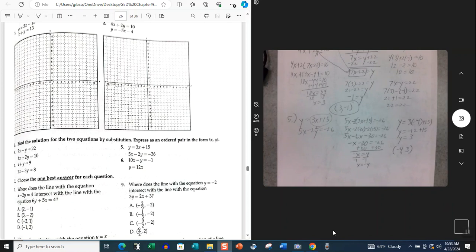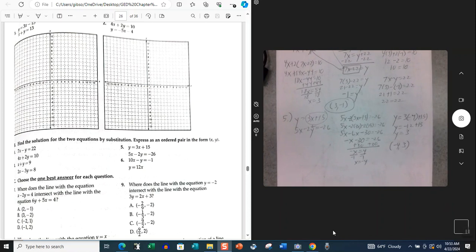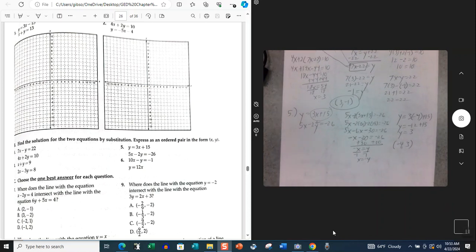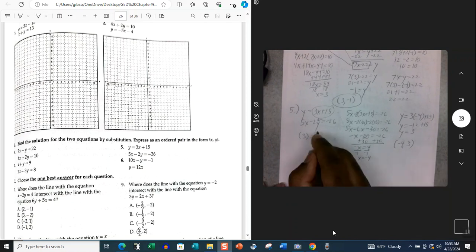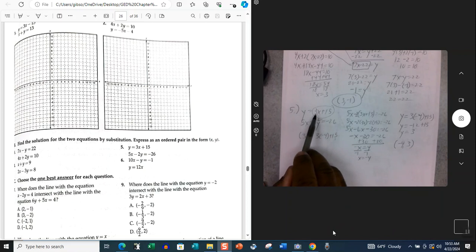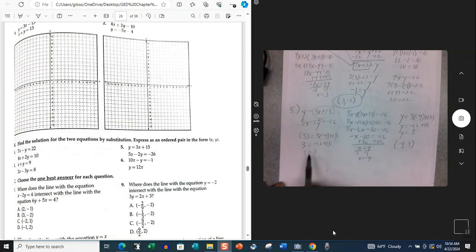Matter of fact, I'll do that one more time because this will be the last problem of this group set. So let me do the first one. So y is 3 and x is negative 4. Now remember, I'm taking this equation and substituting these values for this equation. So we had 3 equals negative 12 plus 15. 3 equals 3. So that works.